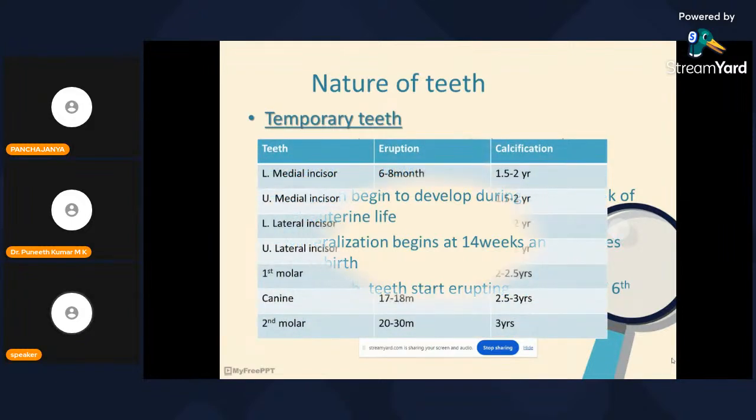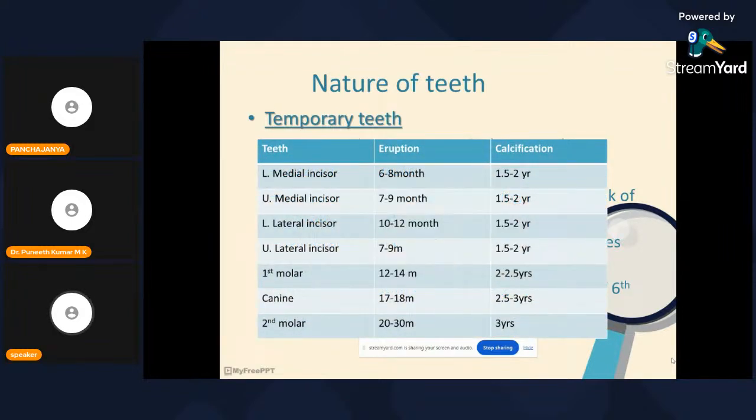The milk teeth are temporary teeth. The eruption and calcification are assessed based on the duration in months or years. The lower medial incisor erupts at 6 to 8 months, and calcification is at 1.5 to 2 years. The upper medial incisor, 7 to 9 months. The lower lateral incisor, 10 to 12 months. And the upper lateral incisor, 7 to 9 months.